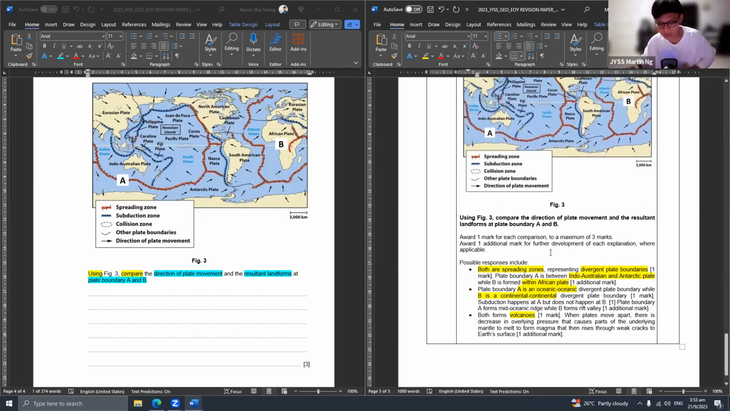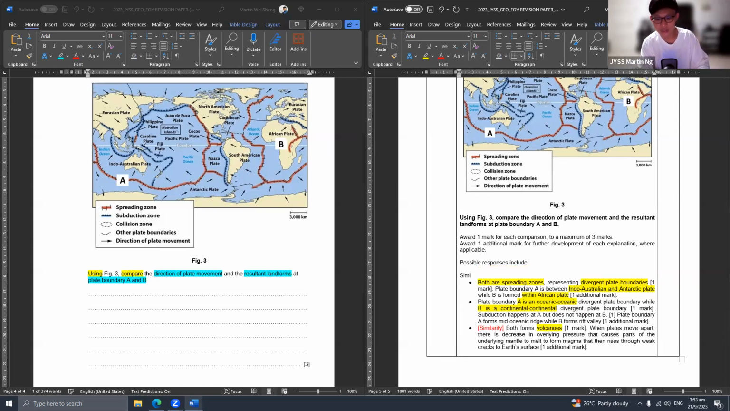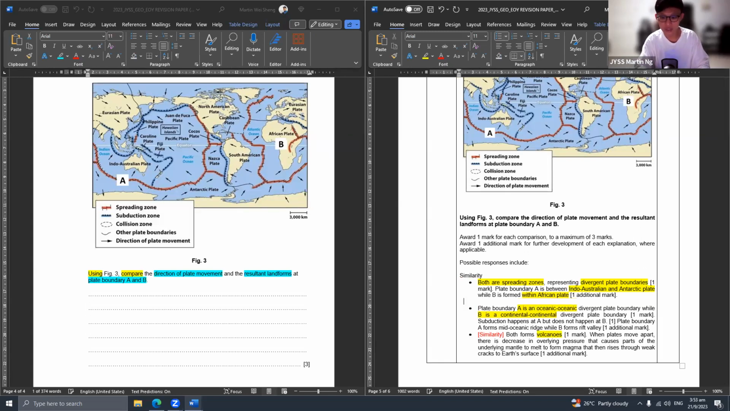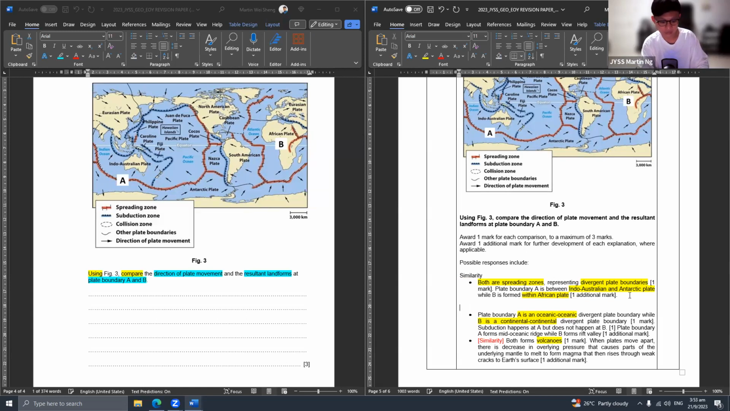Okay, so in this case, for my comparison, I have 3 separate points. 2 of them would be points on the similarities. Then the last one would be the difference. Okay, so similarity. Then over here, this one would be the differences.